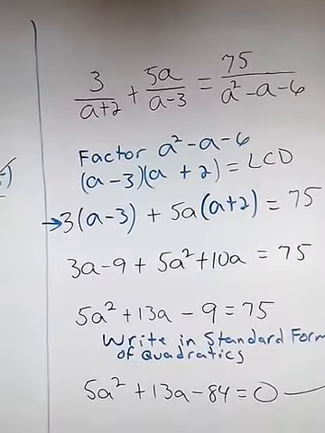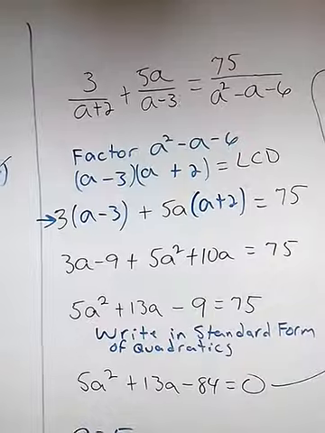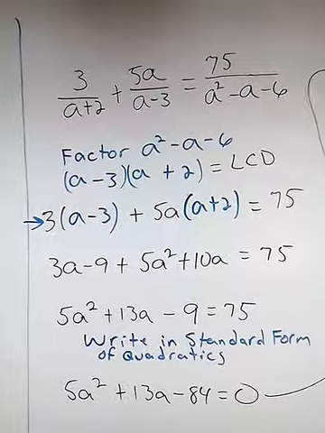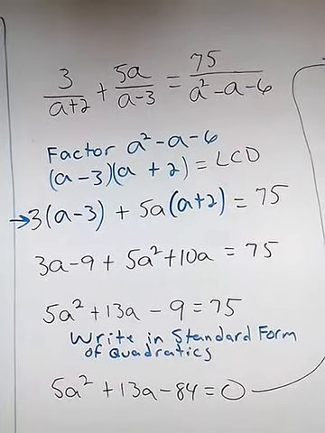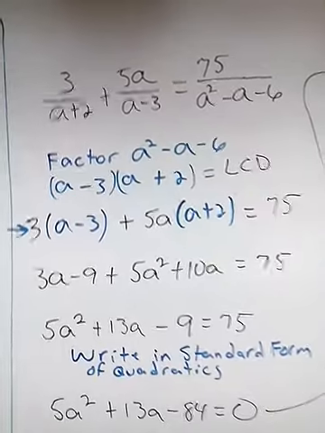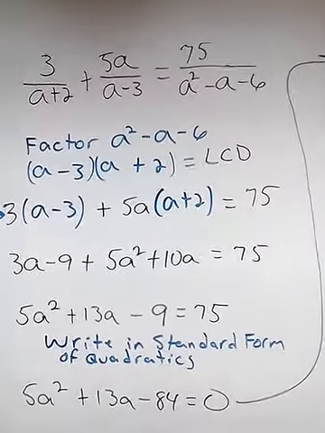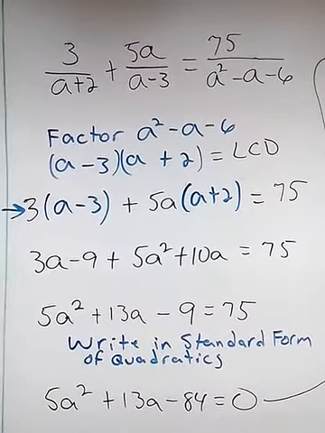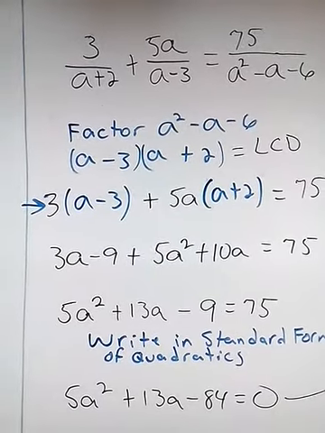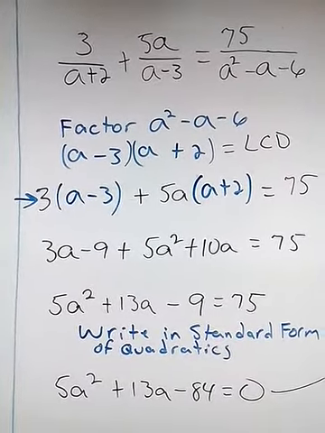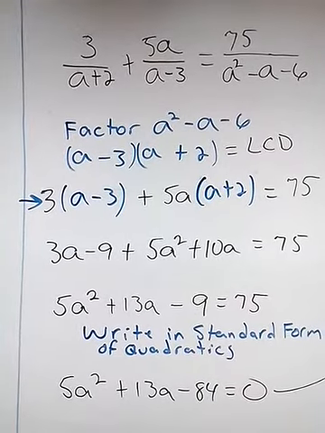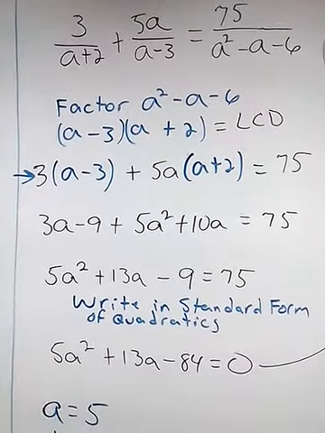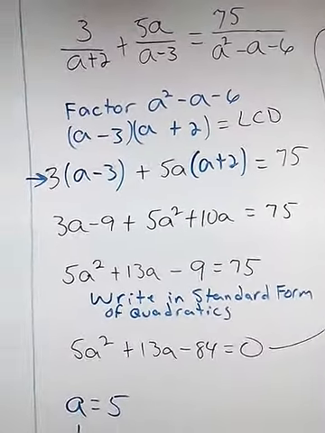And another example, increasing the level of difficulty, we have 3 over a plus 2 plus 5a over a minus 3 is equal to 75 over a squared minus a minus 6. What we have to do is we have to factor out the a squared minus a minus 6. And once we do that, we find that we have the same factors as the denominators in the other two. So a plus 2 times a minus 3 is our LCD.